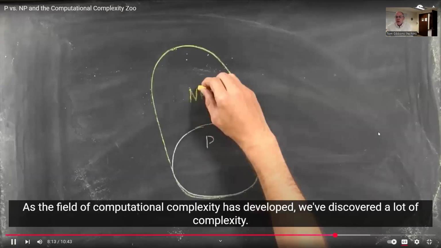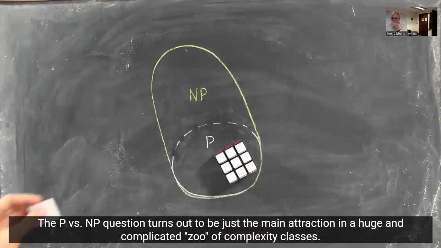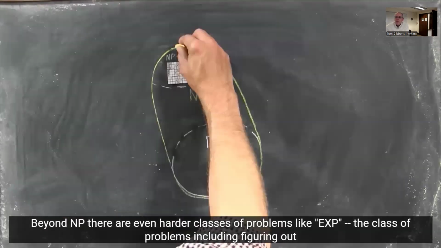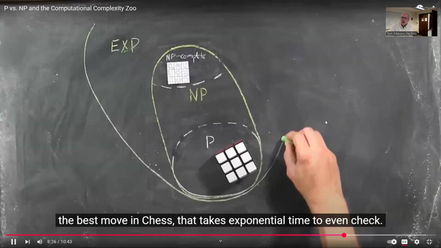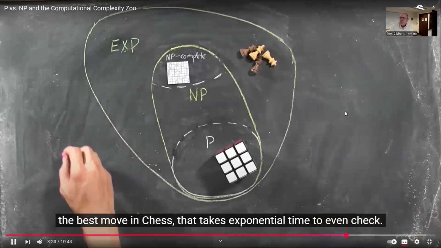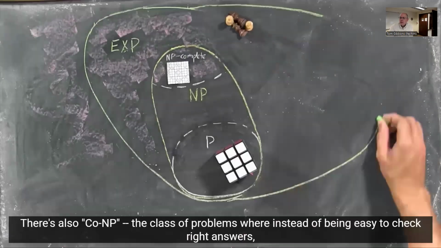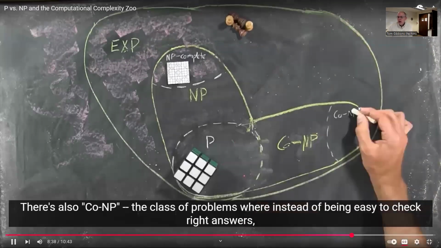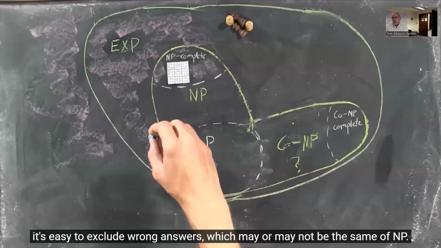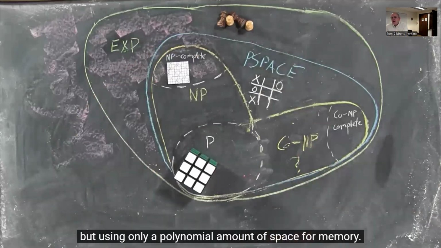Complexity is developing. We've discovered a lot of complexity. The P versus NP question turns out to be just the main attraction in a huge and complicated zoo of complexity. Beyond NP, there are even harder classes of problems like EXPTIME, the class of problems including figuring out the best move in chess that takes exponential time. This whole upper area of problems that are at least as hard as NP-complete is called NP-hard. There's also co-NP, the class of problems where instead of being easy to check right answers, it's easy to exclude wrong answers, which may or may not be the same as NP. And then there's PSPACE, the class of problems that can be solved given unlimited time, but using only a polynomial amount of space for memory.